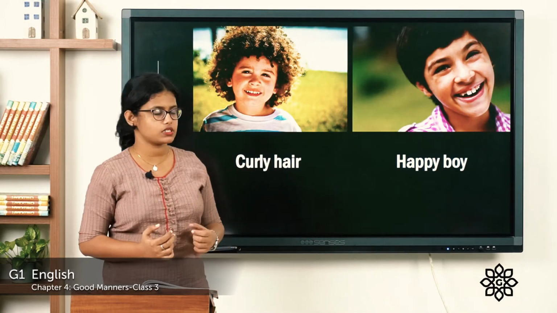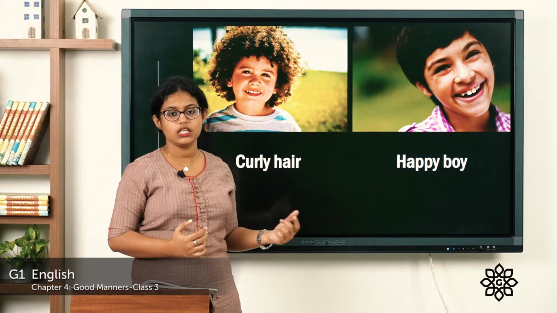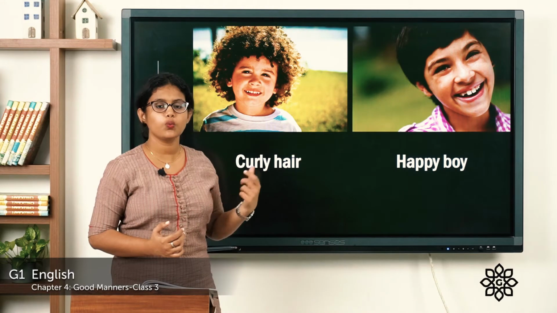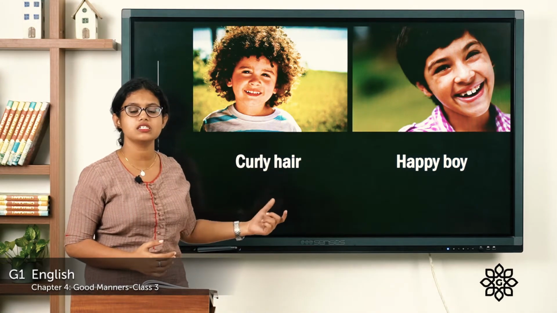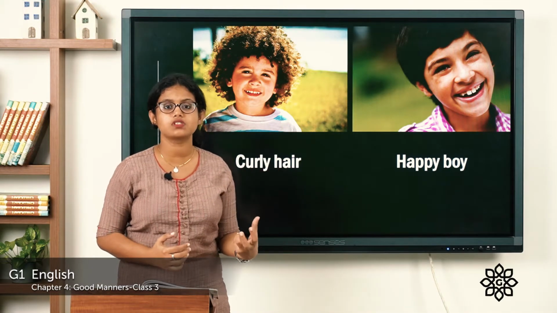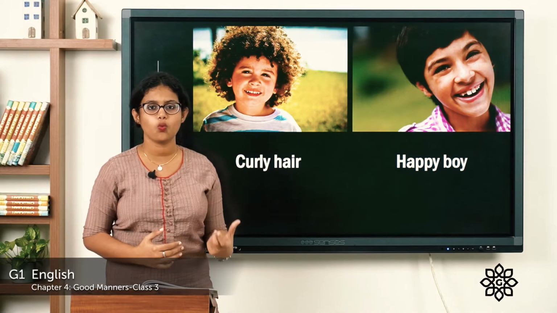Some more examples. Here you can see the words curly hair. He has curly hair. So which is the describing word here? The describing word here is curly. The word curly describes the hair. So curly is the describing word.